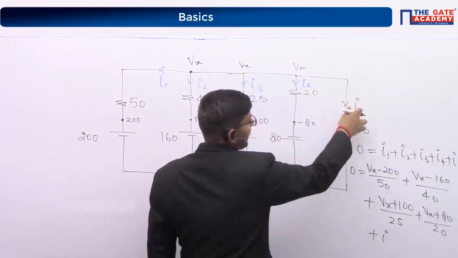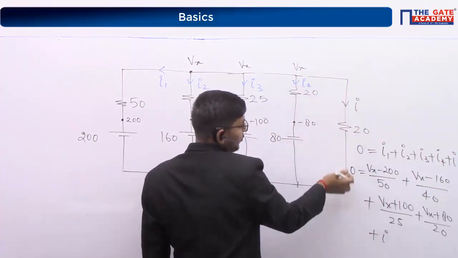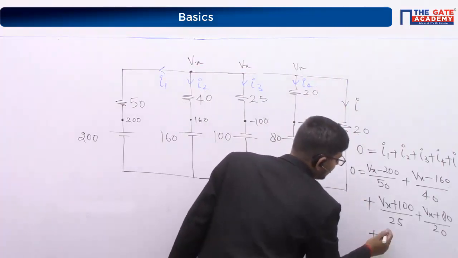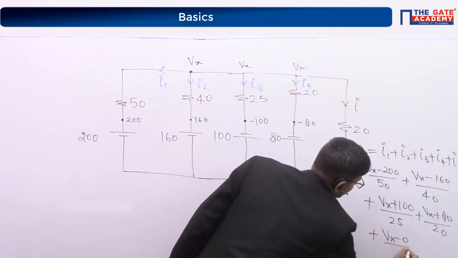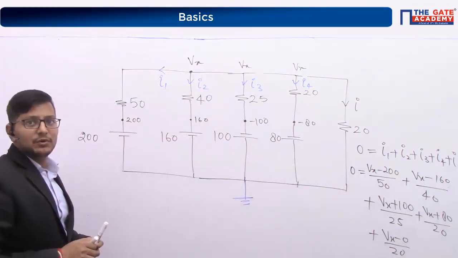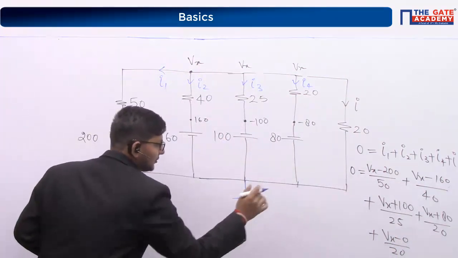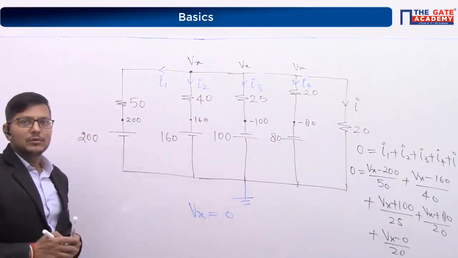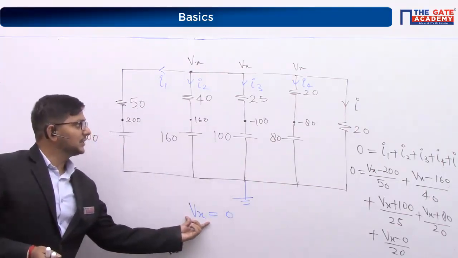And this current is I. What is the value of I? What is the voltage at this point? 0. So I will be equal to Vx minus 0 upon 20. If you solve this equation, you can get the value of Vx equal to 0.